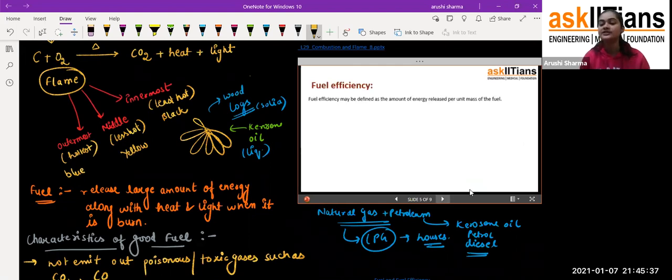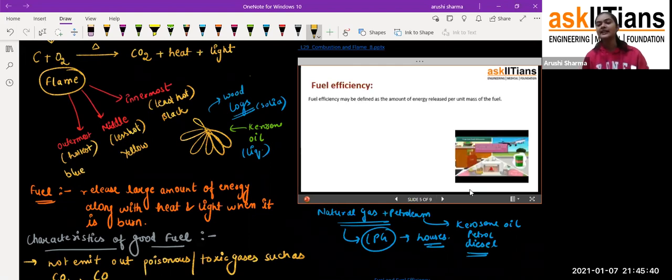Coming to our next point, which is called fuel efficiency. See, students, we have all of these fuels. Just like ignition temperature, all the substances do not have the same ignition temperature. They all have different ignition temperatures. Exactly, so fuels also have different efficiencies. So what is fuel efficiency? It is the amount of energy released per unit mass. That means if you are burning 1 kilogram of a fuel, the amount of energy or heat you get from it is called the fuel efficiency.